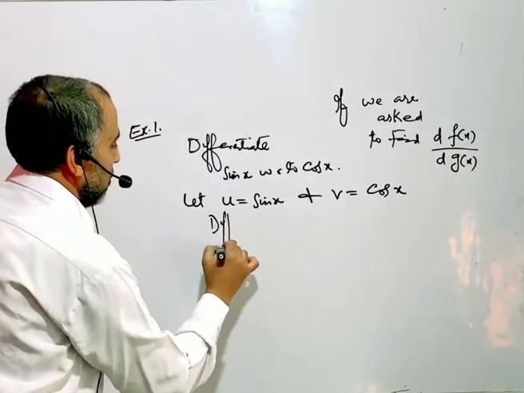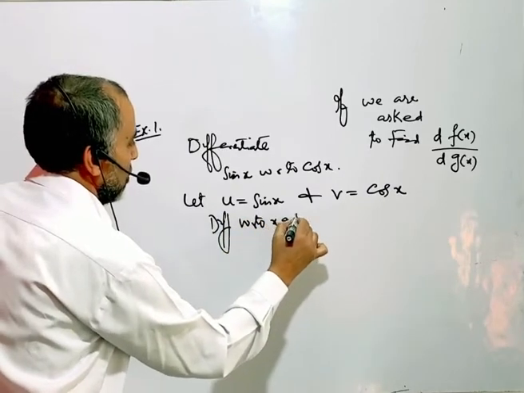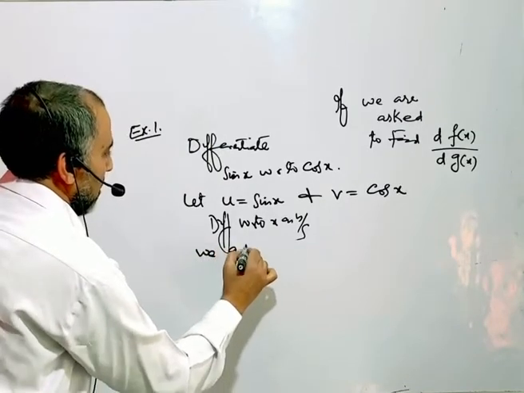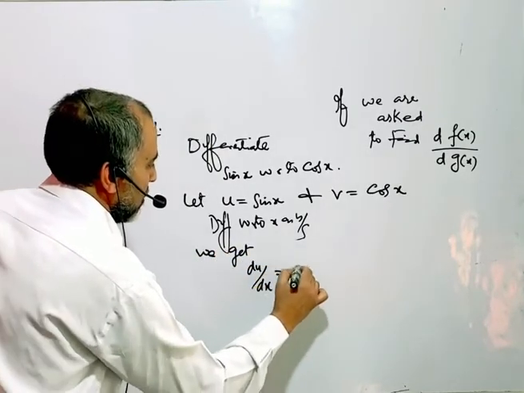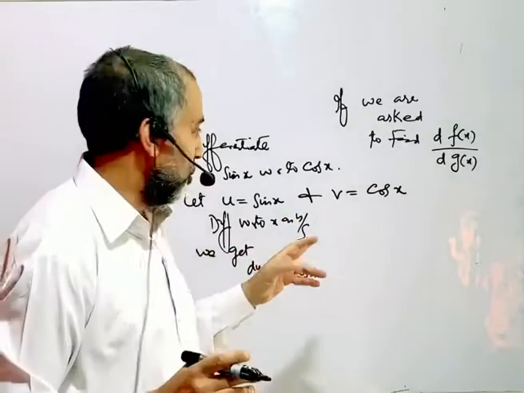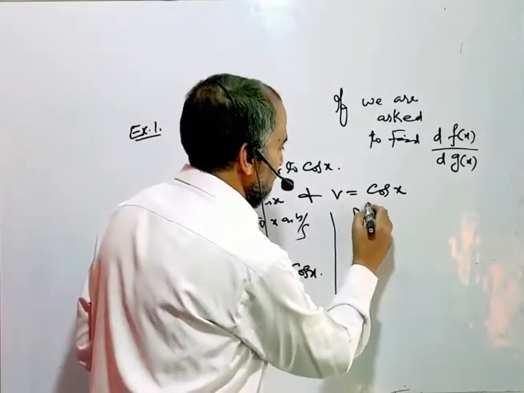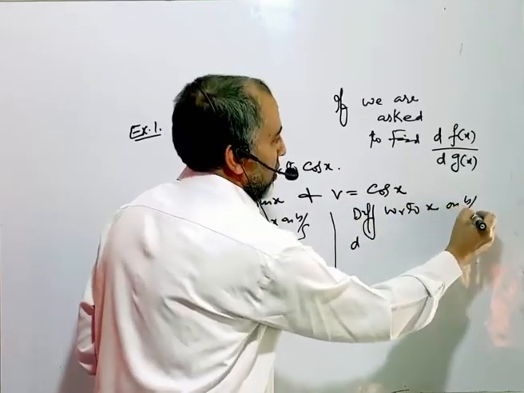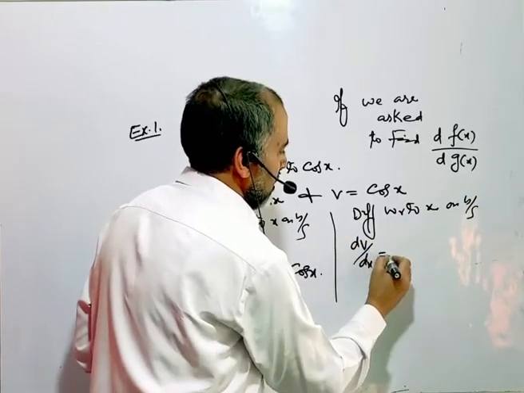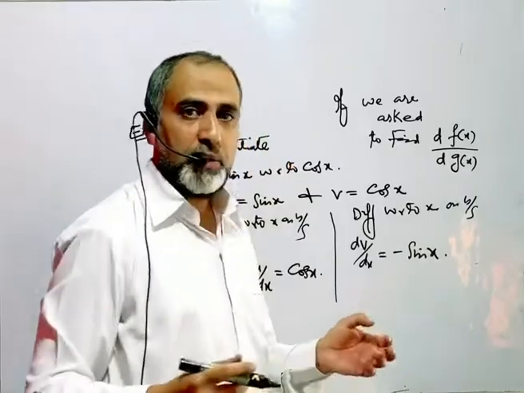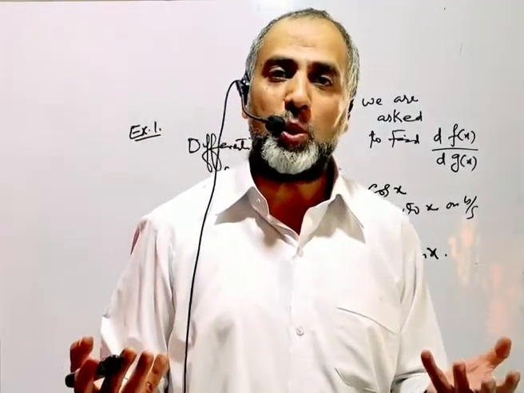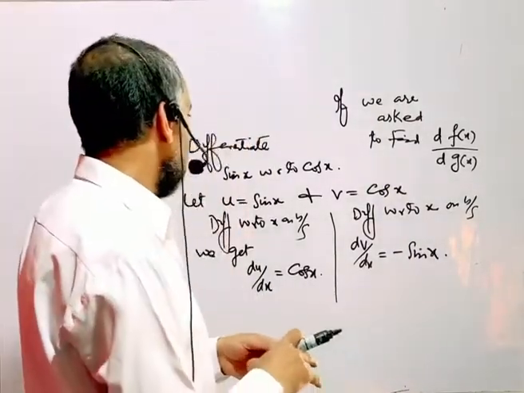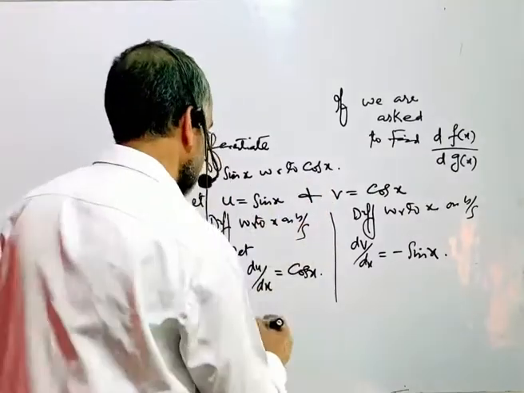Now differentiate with respect to x on both sides. We get du by dx, that is cos of x. Is it clear? Again differentiate with respect to x on both sides. dv by dx is equal to minus sine of x. Now we'll combine the two to get the value of du by dv, that is rate of change of u with respect to v, that is rate of change of sine of x with respect to cos x.